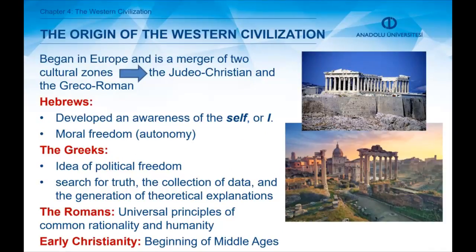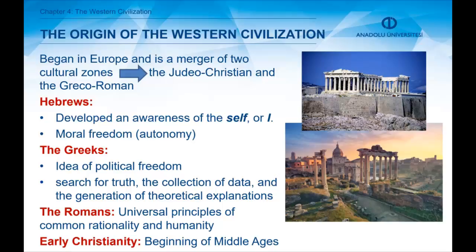Western civilization began in Europe, and it can be considered as a merger of two cultural zones. The first one is the Judeo-Christian, and the second one is the Greco-Roman cultural zones. In the development of Western civilization, we may talk about the influence of different cultures, such as the Hebrews, because Hebrews developed an awareness of the self or I within their religious perspective of one God religion. So they contributed to the development of moral freedom, which also brought forward the concept of autonomy as the self and the I of the human being.